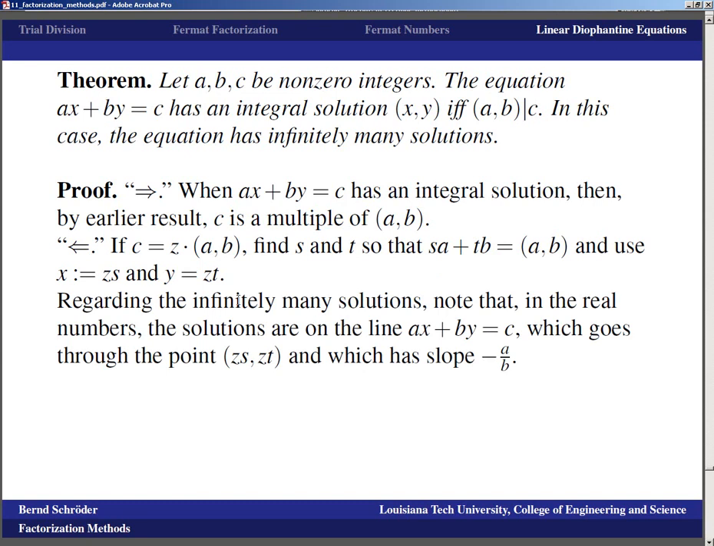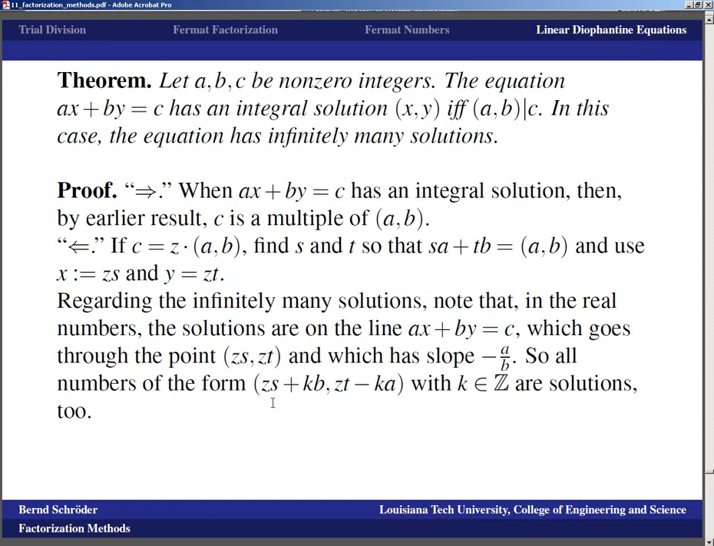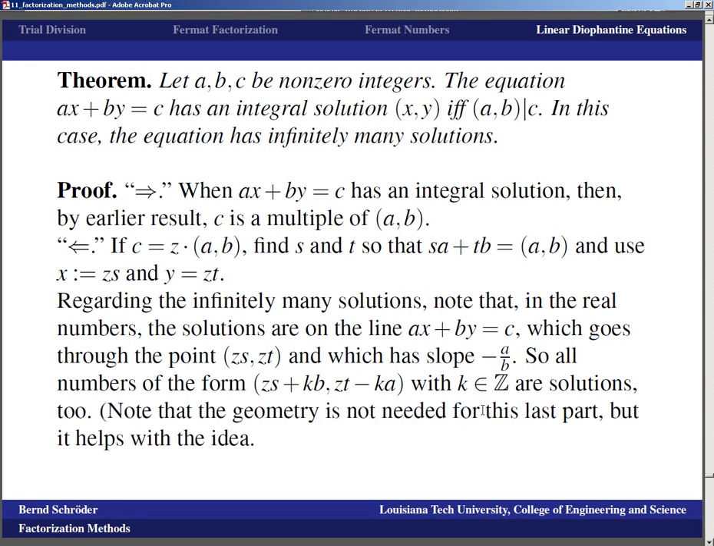Because then zsa plus ztb would be an integer solution of the equation xa plus yb equals z times gcd(a, b), and that is c. Regarding the infinitely many solutions, we just note that in the real numbers, the solutions are on the line ax plus by equals c, which goes through the point (zs, zt), as we have seen, and which has slope negative a over b, which is a rational slope. That means all numbers of the form (zs plus kb, zt minus ka) are solutions, that's when you hit the next integer, right? When you have a slope negative a over b, if you take k times b steps in the x direction, you take negative k times a steps in the y direction, and you hit another integer. So with k an element of the integers, those are solutions too, and those are infinitely many.